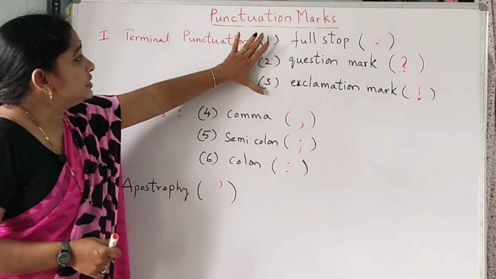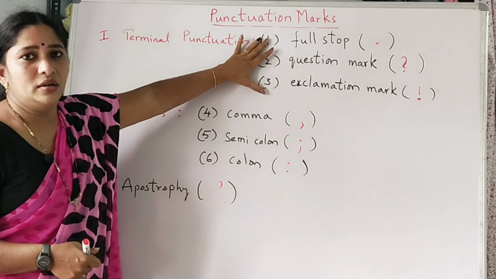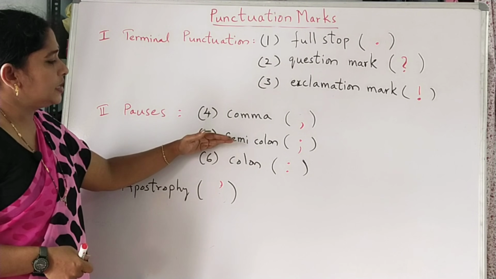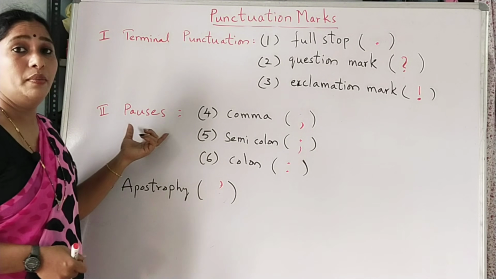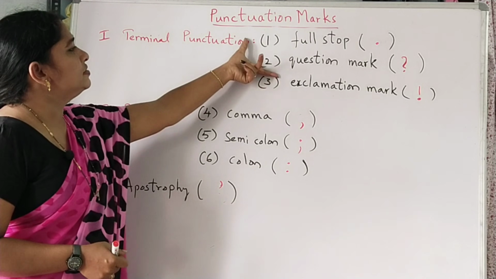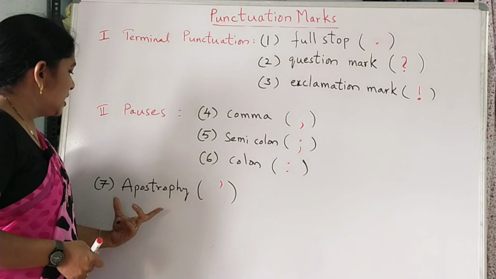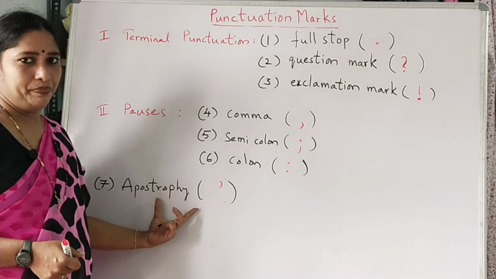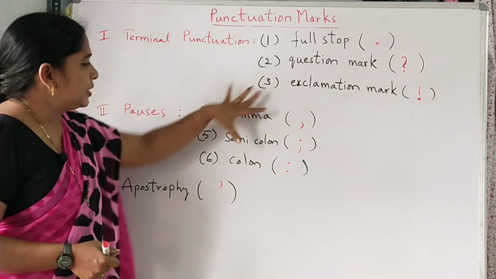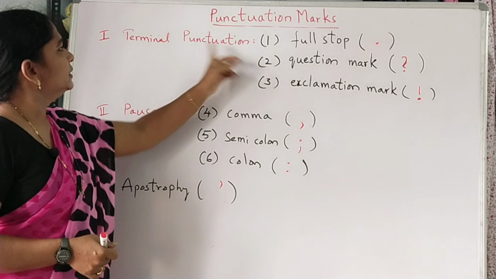The first 3 come under terminal punctuation. These are called terminal punctuations. And 4, 5, 6, comma, semicolon, colon, come under pauses. These 3 are called terminal punctuation marks and these 3 are called pauses. And this one is apostrophe, the 7th one. In detail I'll explain now. These 7 punctuation marks, know them well. First I'll explain about the terminal punctuation.